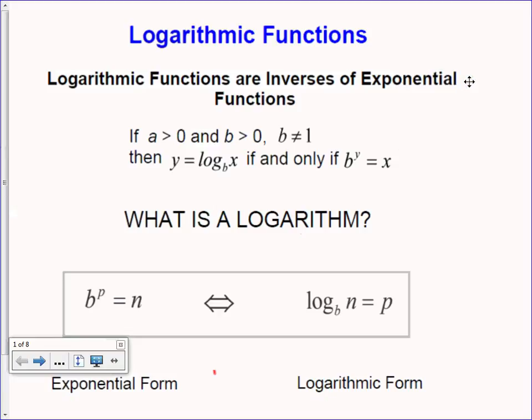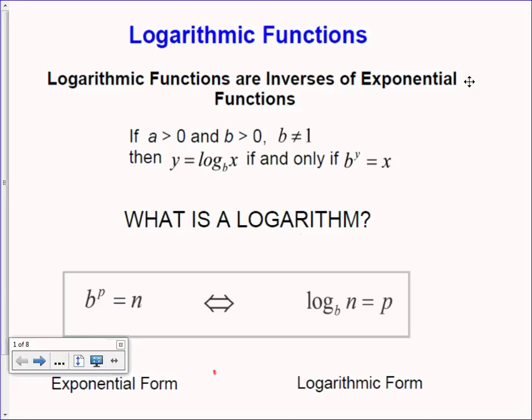Hi everybody. In this video we're going to talk about logarithmic functions. Logarithmic functions are the inverses of exponential functions. So if you think back to the first chapter where we did an overview of functions, we learned about inverse functions and that an inverse function will switch your domain and range, your input and your output. And so that's exactly what a logarithmic function does to an exponential function, or vice versa. They switch the input and the output, or they undo each other, okay?